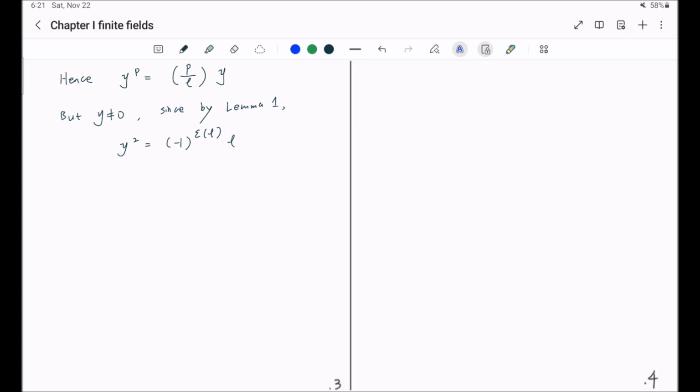L and p are coprime. So the right-hand side cannot be equal to 0. So y cannot be equal to 0. Therefore, we can cancel y from both sides and get y raised to the power p minus 1 equal to the Lagrange symbol of p modulo L. And that finishes the proof of lemma 2. And now we can return to the proof of our main theorem on the quadratic reciprocity law.